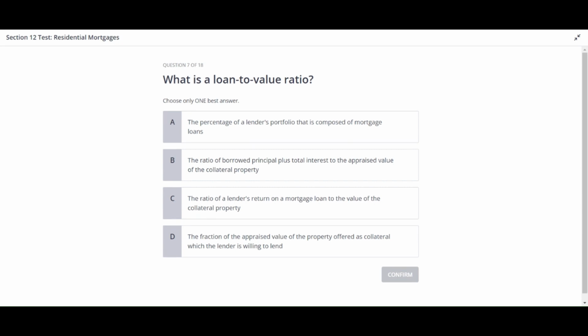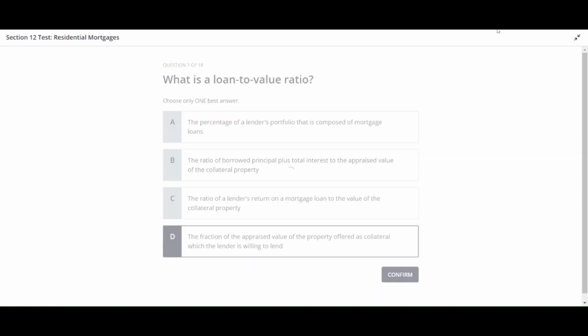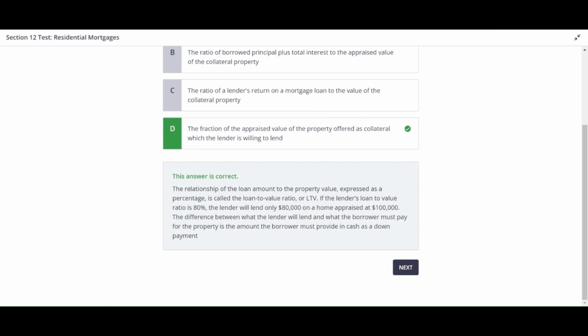I hope you have made your selection. So the correct answer is D. The fraction of the appraised value of the property offered as collateral which the lender is willing to lend.